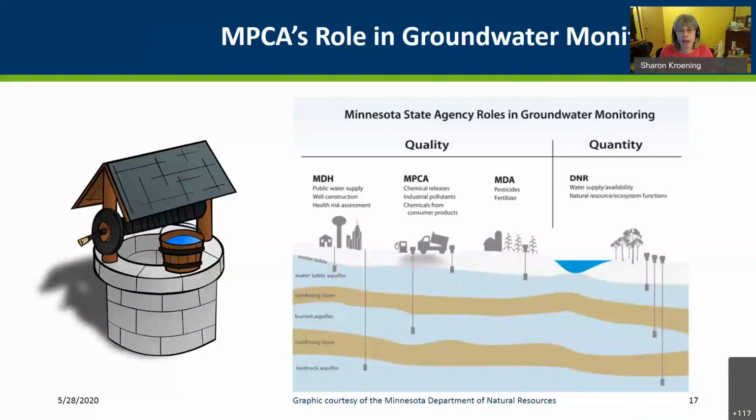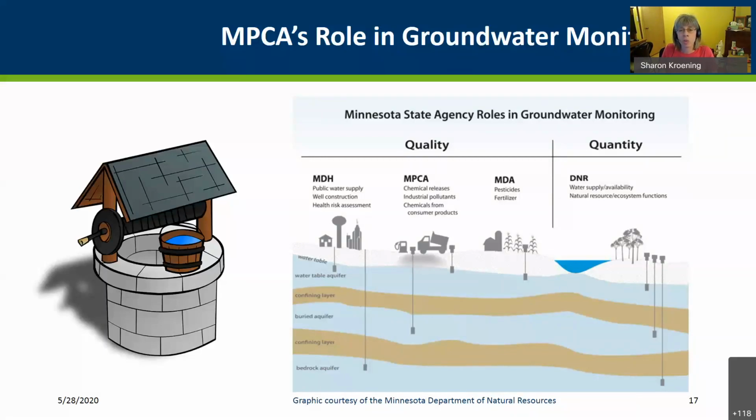And this next slide just shows the different agencies' roles in groundwater monitoring in Minnesota. The Health Department is charged under the Groundwater Protection Act to monitor the state's public drinking water supplies. They also are in charge of our state well construction code. And the Health Department also is responsible for determining the health risks associated with any chemicals that are found in the state's groundwater. And as I said before, the MPCA's role in groundwater monitoring is to look for non-agricultural contamination.